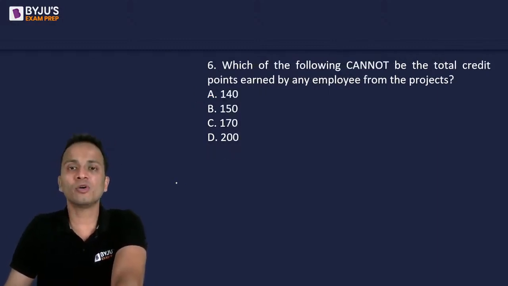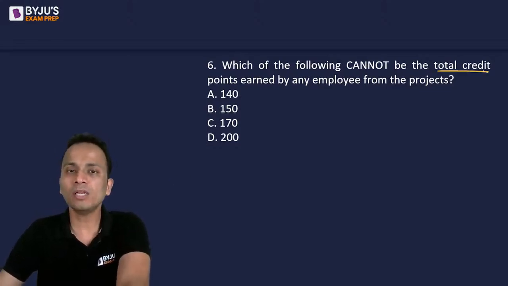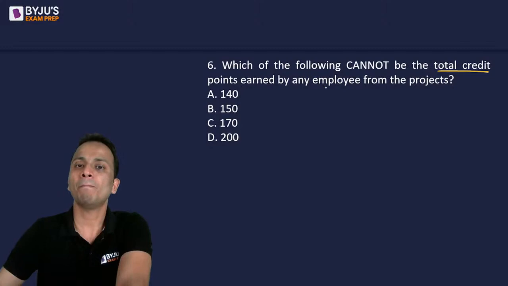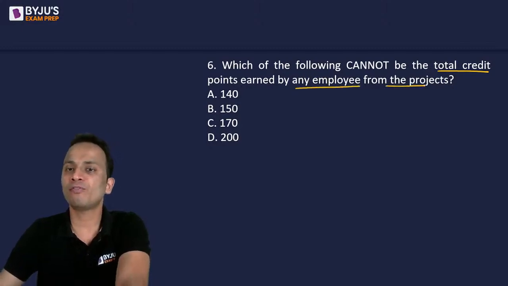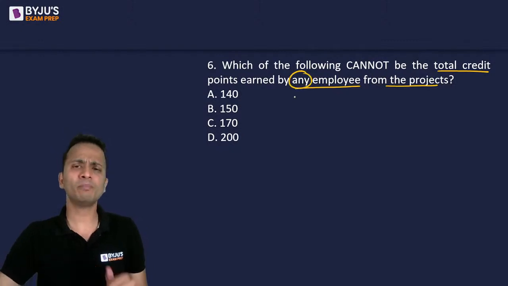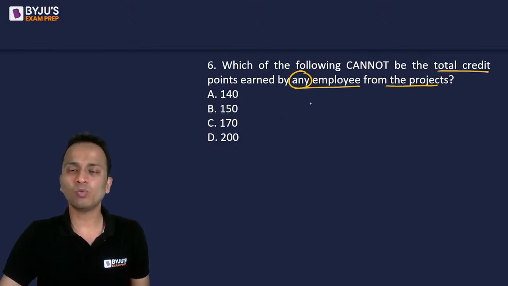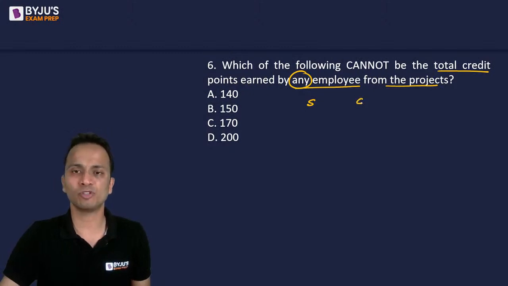Let's move ahead looking at the last question for the day. Which of the following cannot be the total credits earned by any employee for the projects? Now, by any employee. So, if I consider any employee, fine, it can either work on a standard project or on a challenging project.